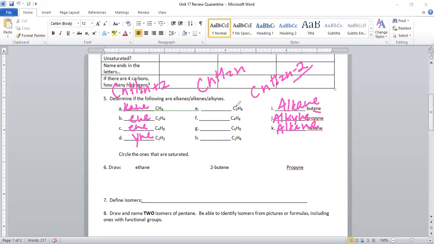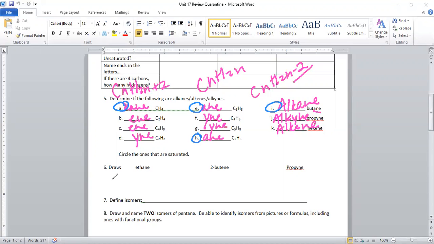3 times 2 is 6, plus 2 is 8. So this is an alkane. 2 times 4 is 8, minus 2 gives you 6. So it's an alkyne. 5 times 2 is 10, minus 2 is 8. So that's an alkyne. And then 2 times 2, 4, plus 2 is 6. So it's an alkane. Okay, circle the ones that are saturated. Those are the ones that have single bonds. So they are all the alkanes.